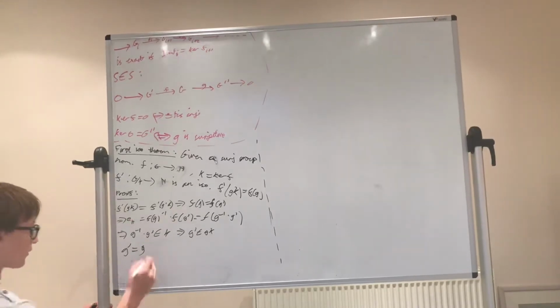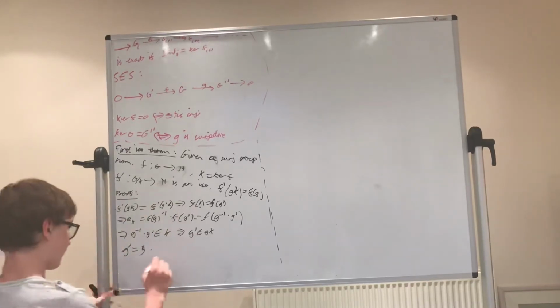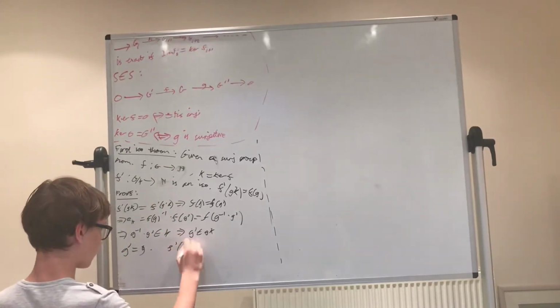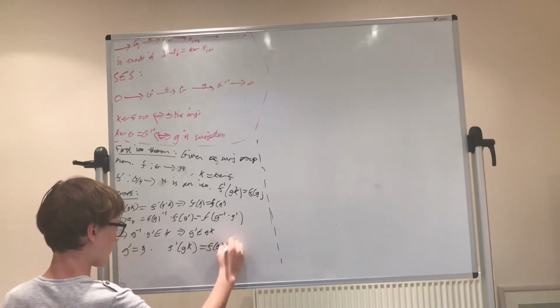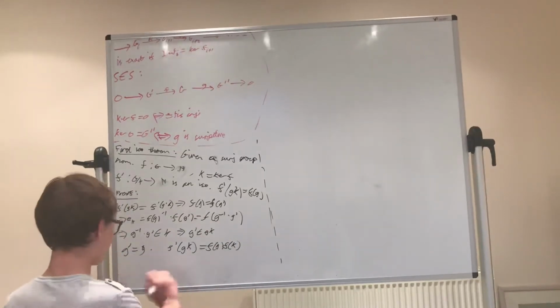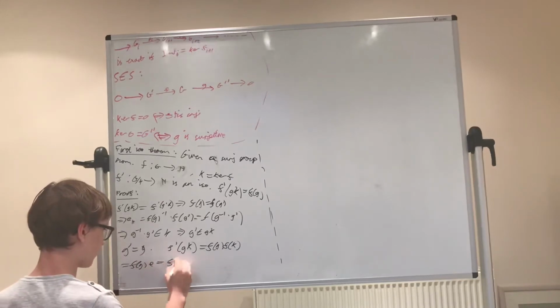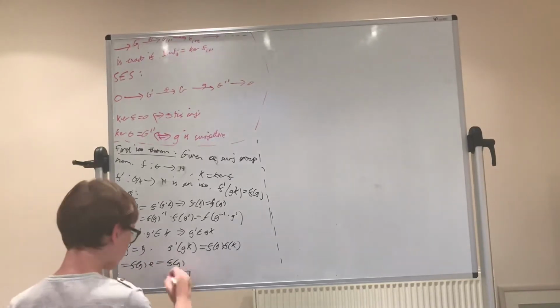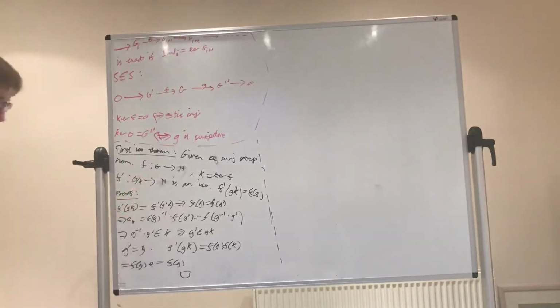And to prove that it's well defined, well, we'll have f prime of gK equal to f of g times f of k, and this is in the kernel, so this is equal to f of g times e, which is equal to f of g. So it's well defined. Okay, so that was quite a nice theorem.